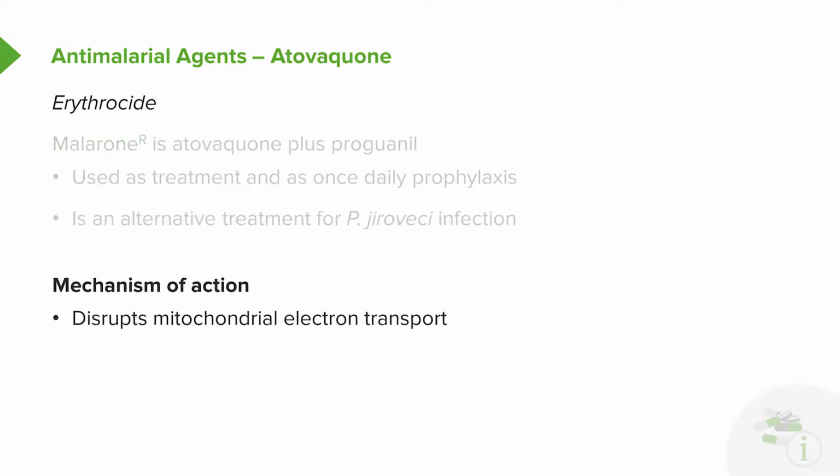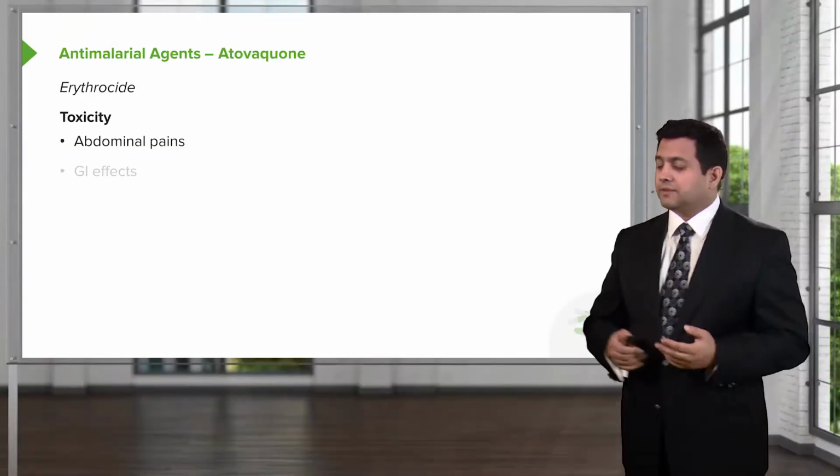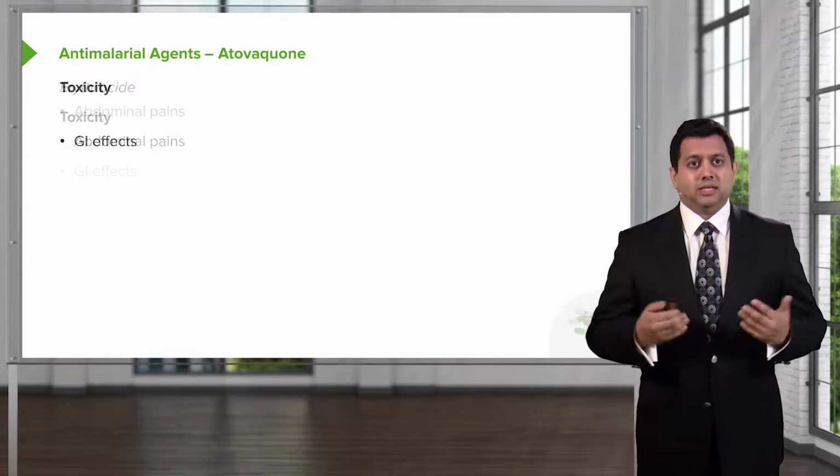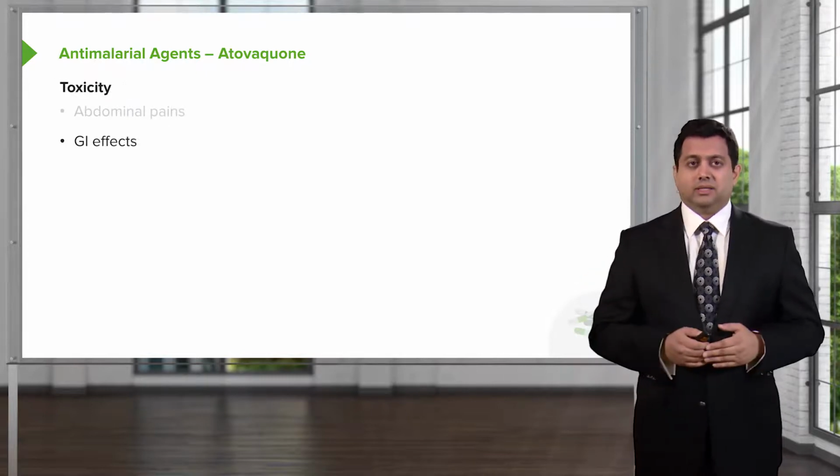Mechanism of action, we know that it acts on the mitochondrial electron transport system to somehow cause death inside the cell of the malaria organism. We're not sure much more beyond that. There are lots of interesting articles that are coming out now in the literature taking a look at how this particular agent works. In terms of toxicity, abdominal pains and GI side effects are very common with this particular agent.